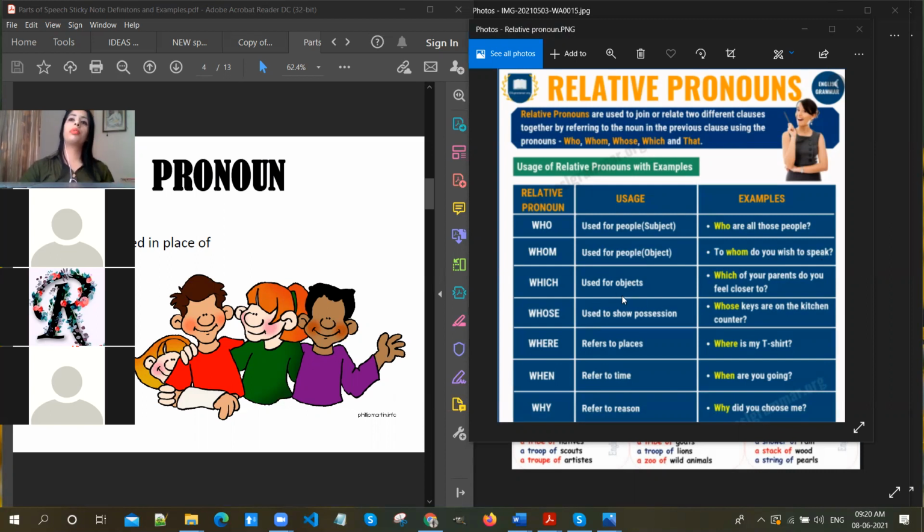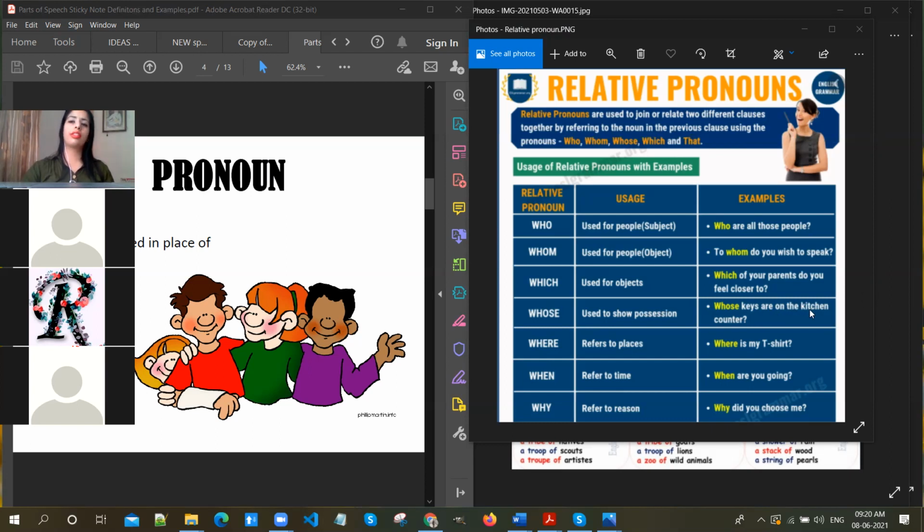Which is used for the objects only, for the non-living things, which you should never use with a person, right? For example, which of your parents do you feel closer to, used for objects. Here this is object. Whose, like which is your book, you can make such a sentence too, which is your book, right? Whose is used to show possession. When we have to say this is my thing, right? When we talk about possession.